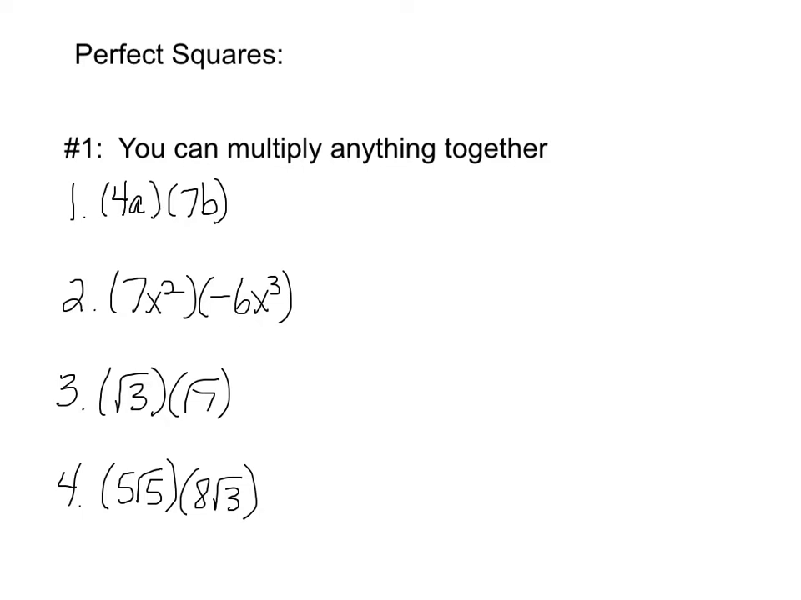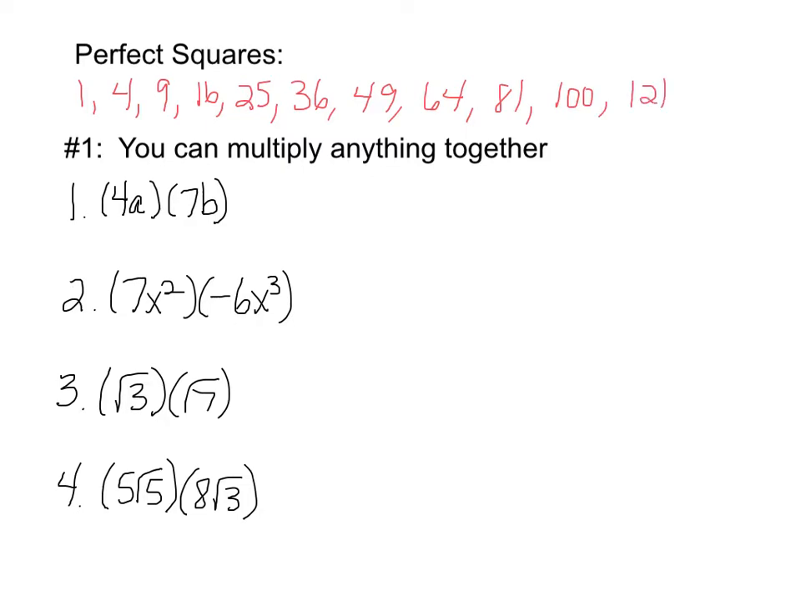So our list of perfect squares: 1, 4, 9, 16, 5 times 5 is 25, 36, 49, 8 times 8 is 64, 9 times 9 is 81, 10 times 10 is 100, 121, 144. I could keep going from there, but I think that's a good stopping point.